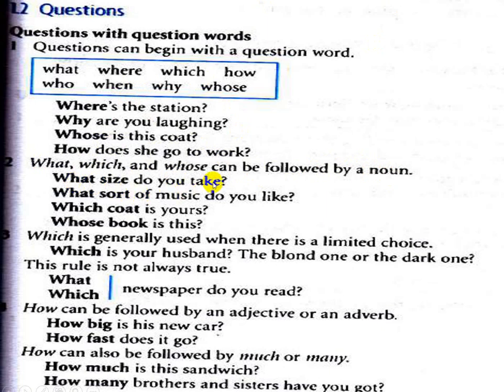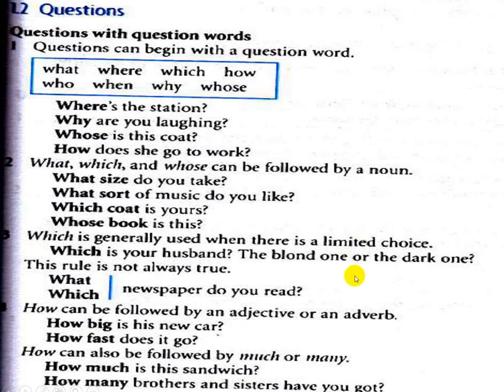So what size do you take? What sort of music do you like? Which coat is yours? And whose book is this? So here, the words size, sort, coat, and book are nouns because, as I said, what, which, whose can be followed by a noun, which is generally used when there is a limited choice.